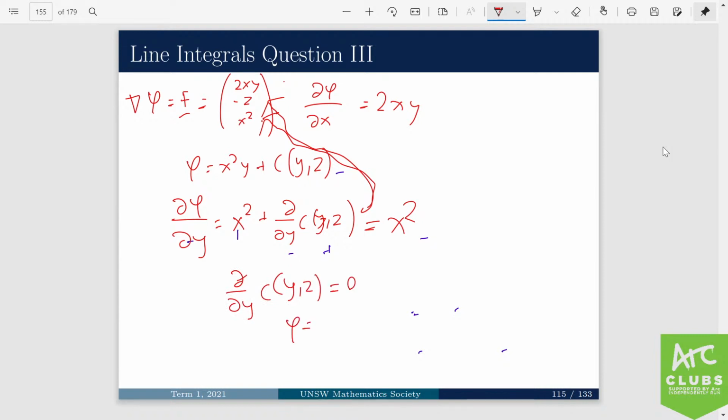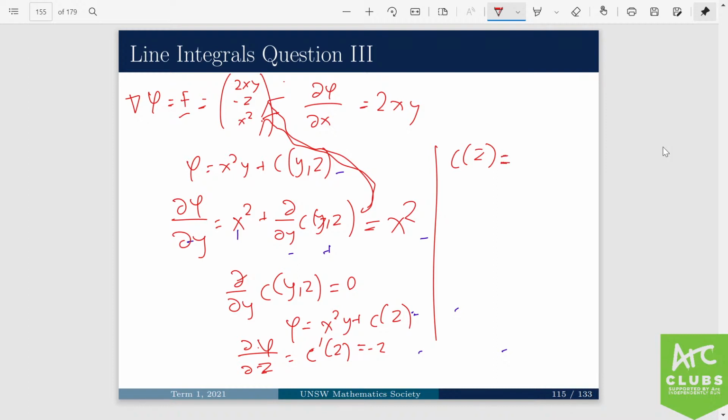So that means we have phi is x squared y plus some function of z, because we still need to check for z. So we take the derivative with respect to z, and this is not a function of z, so we get c dash of z, and that's equal to minus z. So c of z is equal to minus z squared over 2. So we can get our potential function, after swapping z and y around, it's a scalar function, x squared y minus z squared over 2. And we can add a constant here, but it really doesn't matter because we're only interested in the gradient.